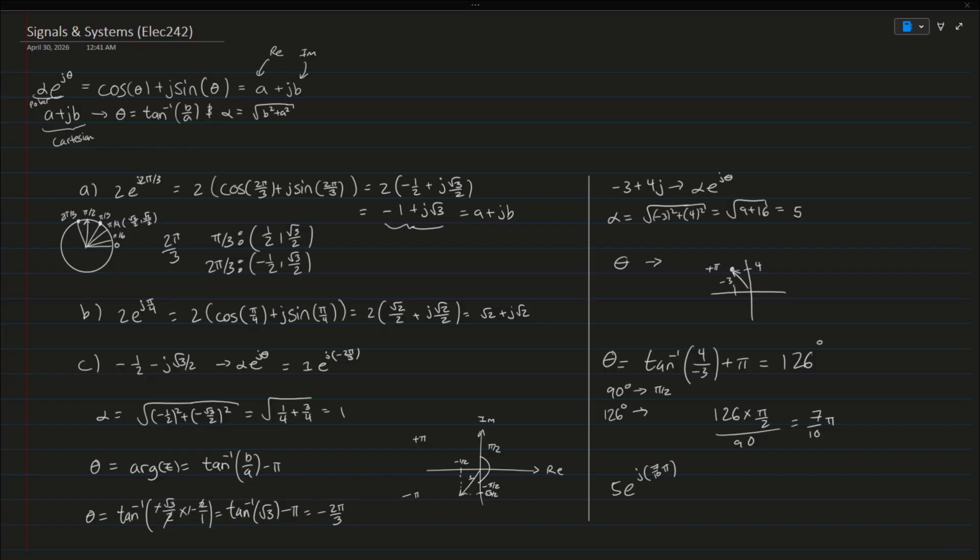Here you go. That's it for this video. If you're able to solve these problems, or with any different coefficients for j and a for the real part, and go to the polar form and vice versa, then you're set.